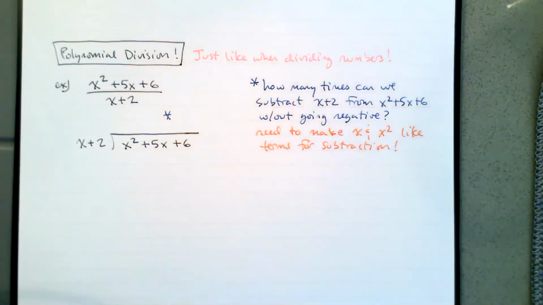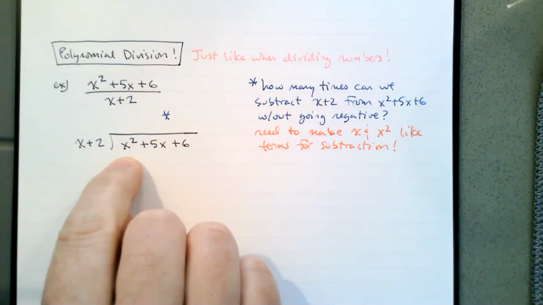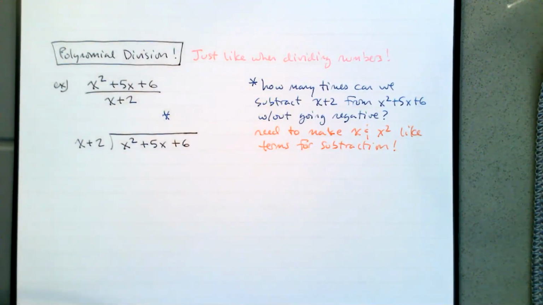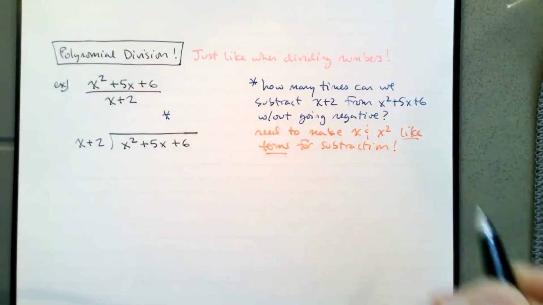We need to make x and x squared like terms before subtraction. Because if I just subtract it 5 times, I'm getting rid of this middle term, but I'm not doing anything about this first term, and it's going to have all these x squareds. Gotta get rid of those x squareds. So I'm going to make x and x squared like terms for subtraction, going all the way back to the beginning, where we only add things that are the same, and when we add them, it doesn't change what they are. And in the case of polynomials, sameness is same variables with the same exponents, like terms. So we need to make like terms for the subtraction.